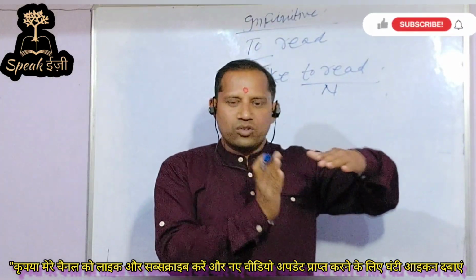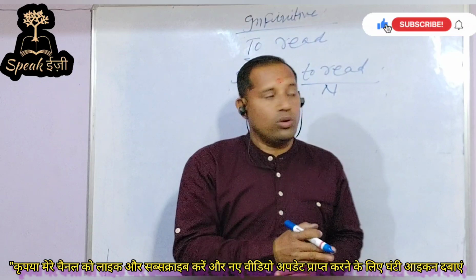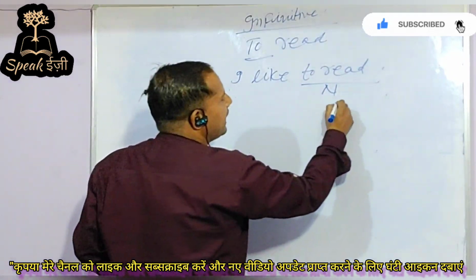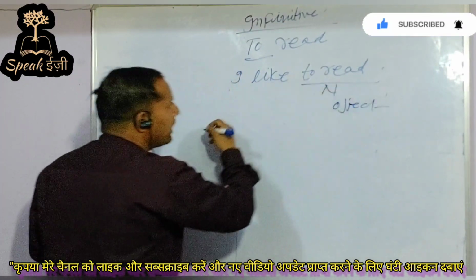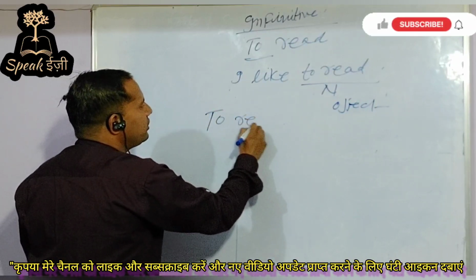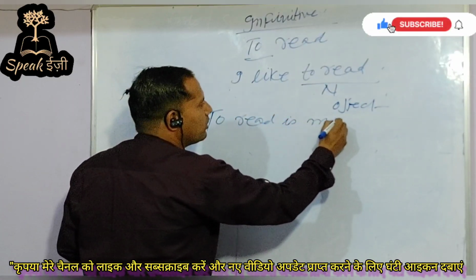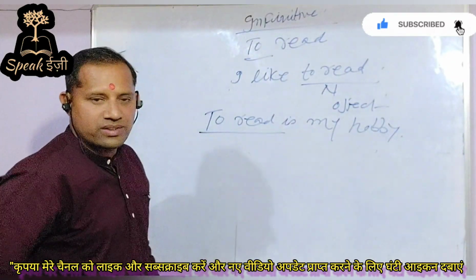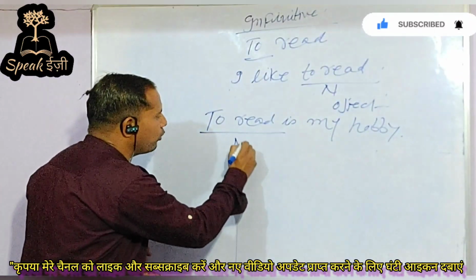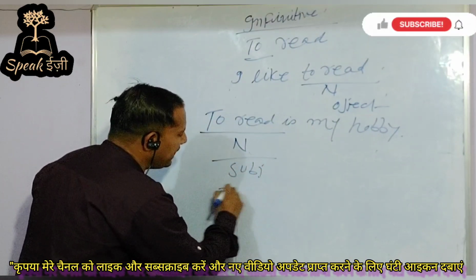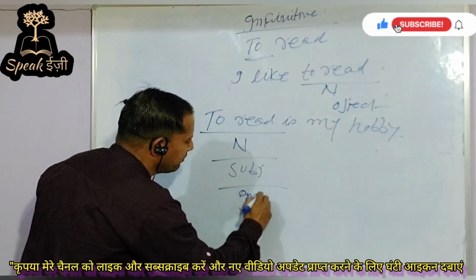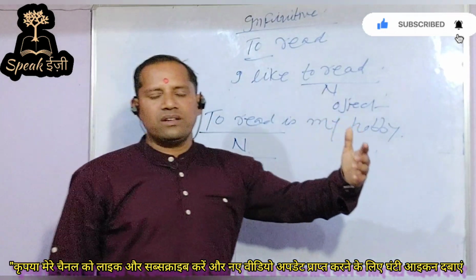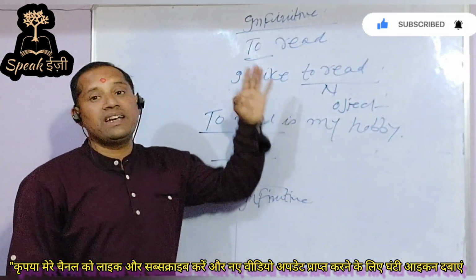Again, as I told you in the case of gerund also, this infinitive can also be used as a subject. In this sentence, it is working like an object. Again here, to read is my hobby. If you see this sentence, to read is not a verb, it's a noun, and it is working as a subject. It's an infinitive. So I hope that you better understand gerund and infinitive.